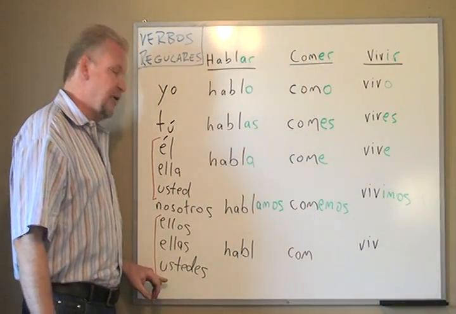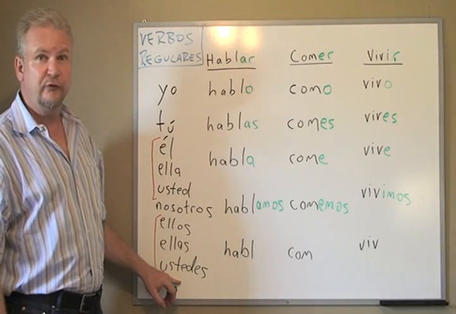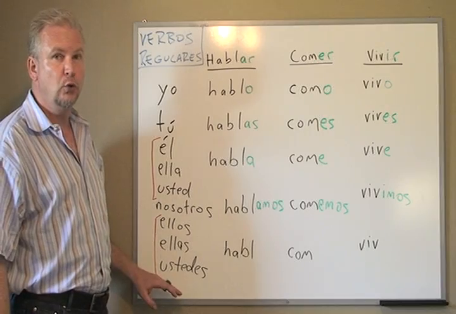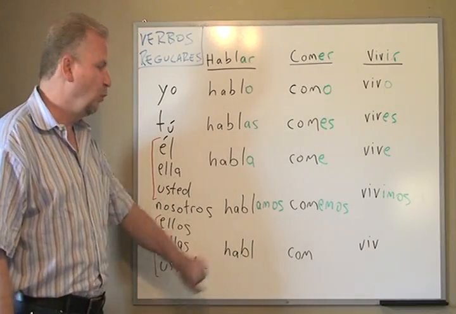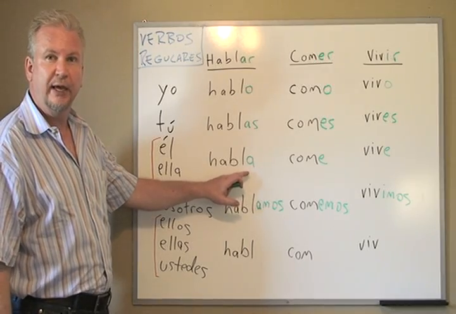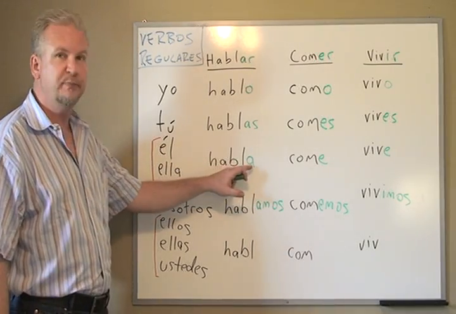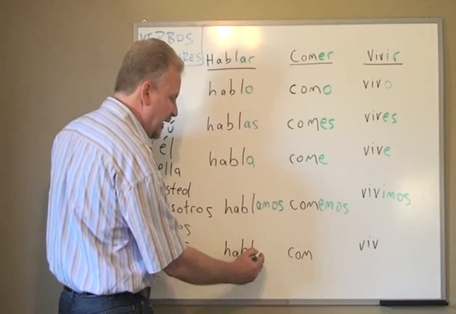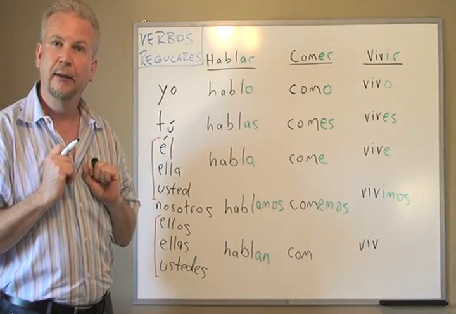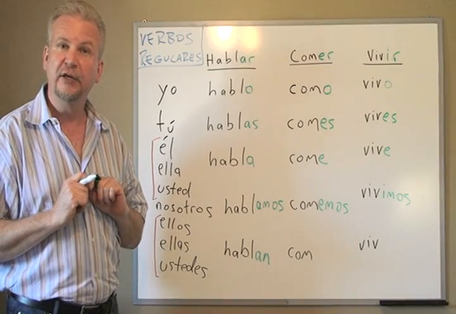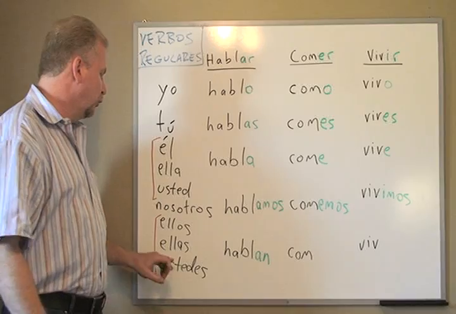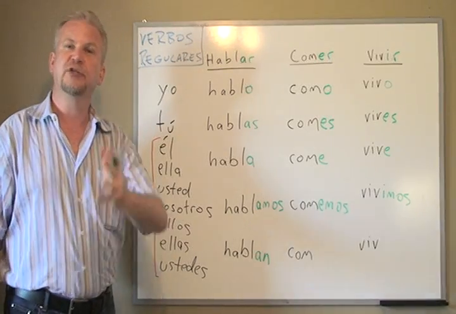Ellos, ellas y ustedes, they masculine, they feminine, and you plural. What do we do here? Well, we write it almost the same way as we do for the singular, he speaks. The only difference is now we add the letter N. Hablan. Ellos hablan. They speak. Ellas hablan. They speak. Ustedes hablan español.